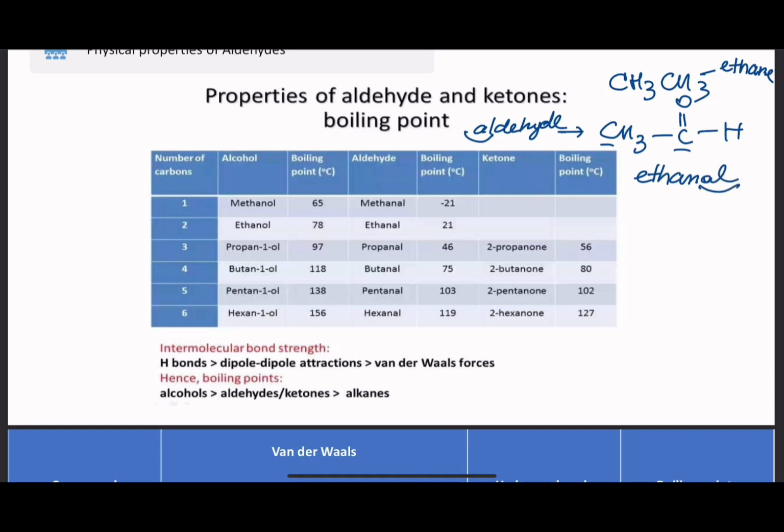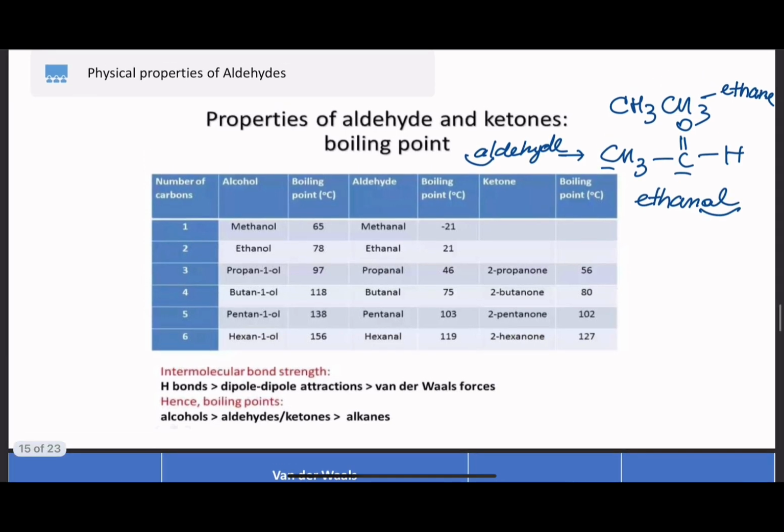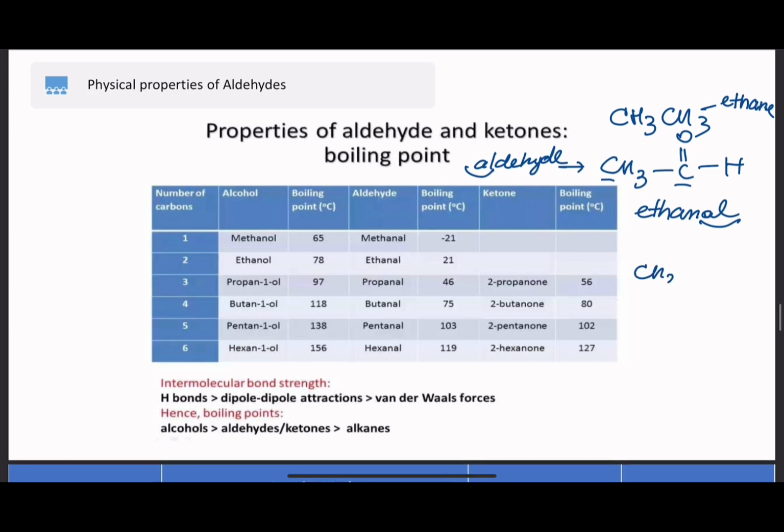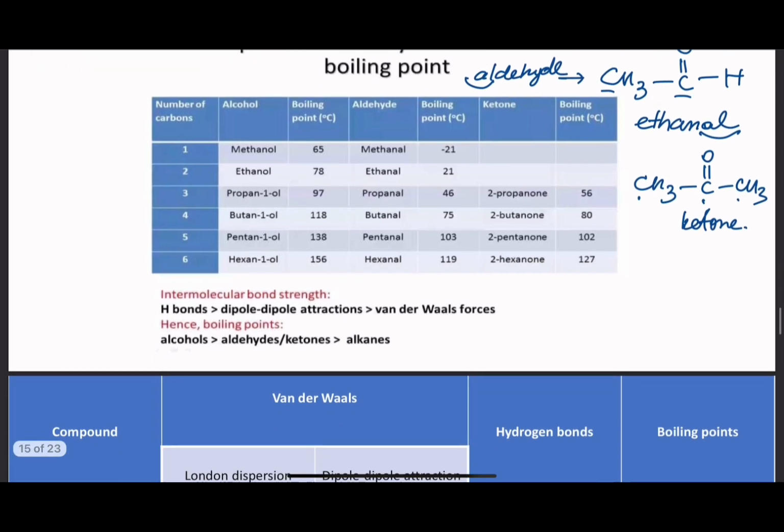And then if I have CH3, then CO, and CH3, this is ketone. Here I have 1, 2, 3 carbons. I know that it is prop, and this will be propanone.